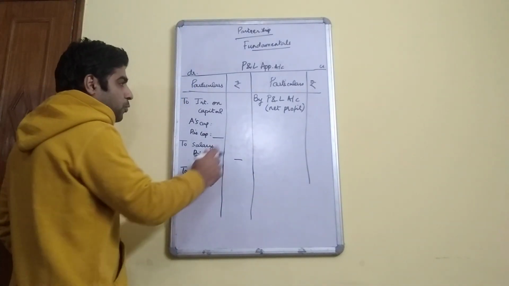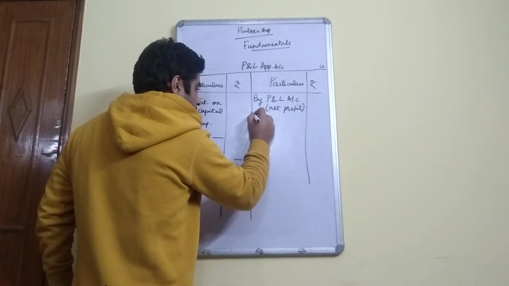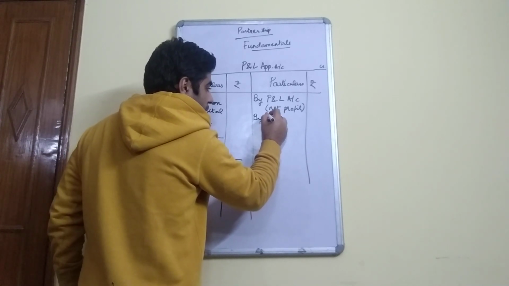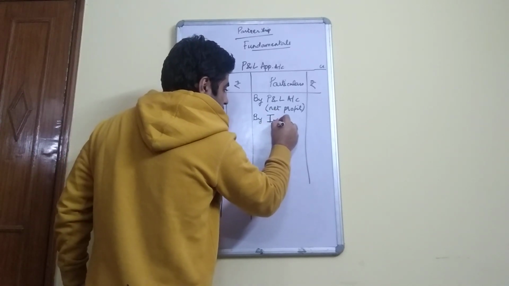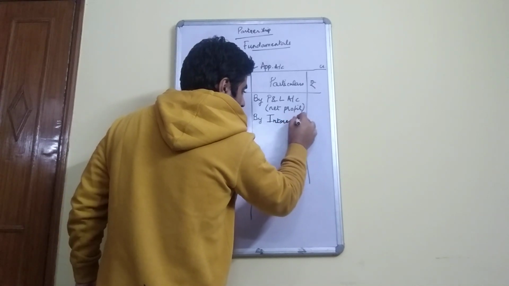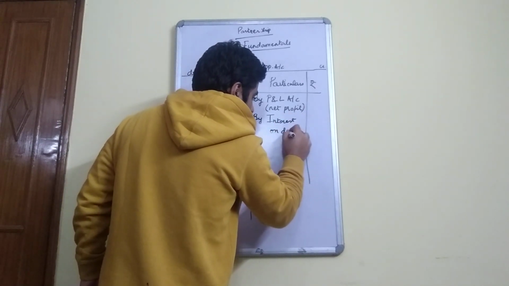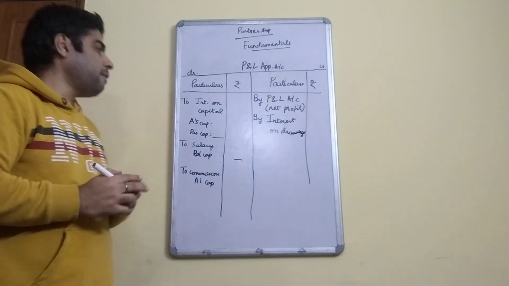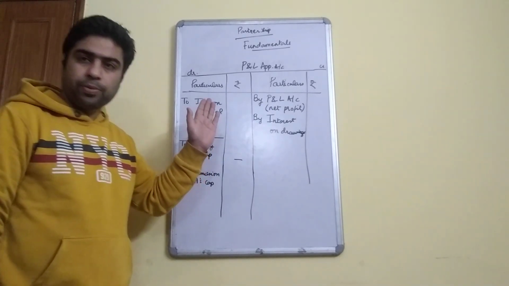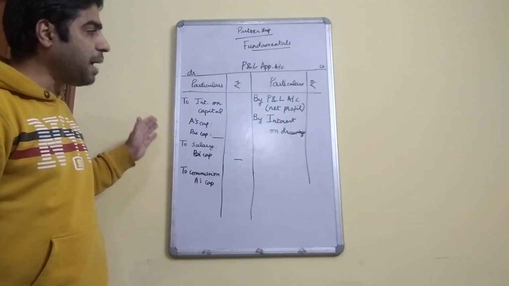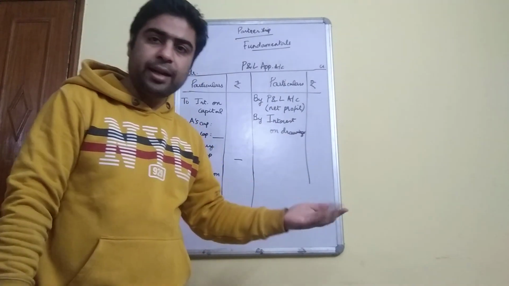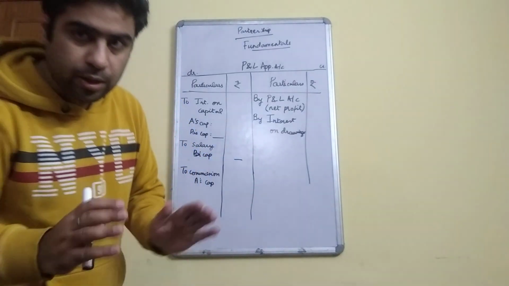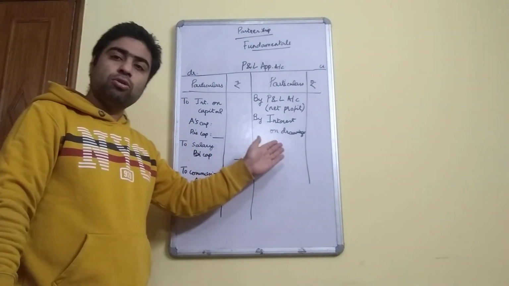Now, after doing this, we have another component which is shown on the credit side of the P&L appropriation account, and it is known as interest on drawings. See, interest on capital is what? We've already discussed this concept. Interest on capital is the interest earned by the partner on the capital invested by the partner into the firm, right? Whereas interest on drawings is what?